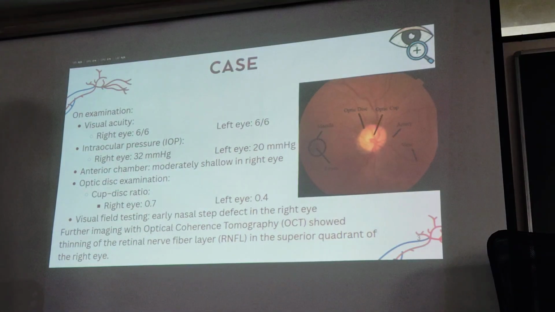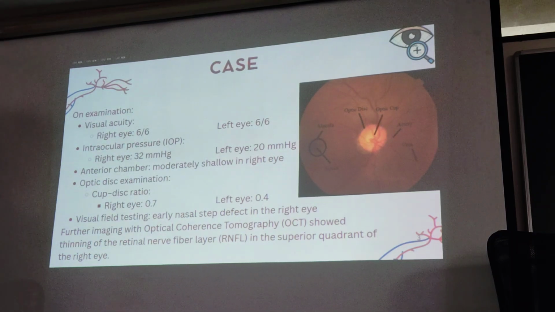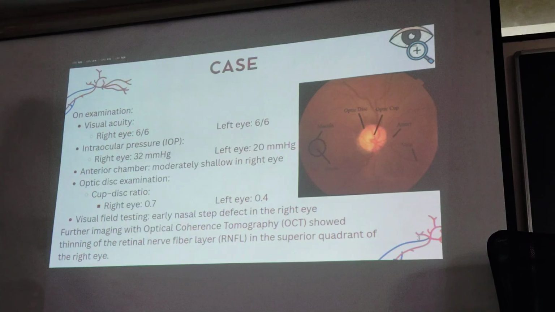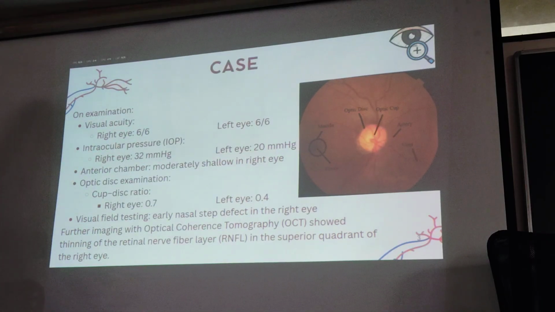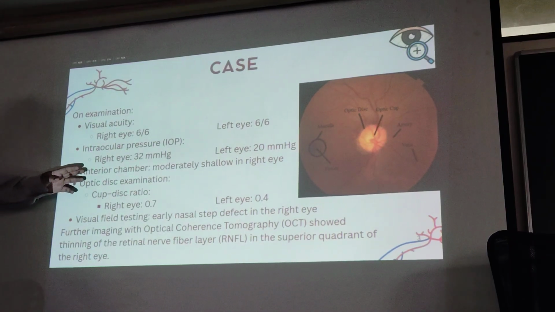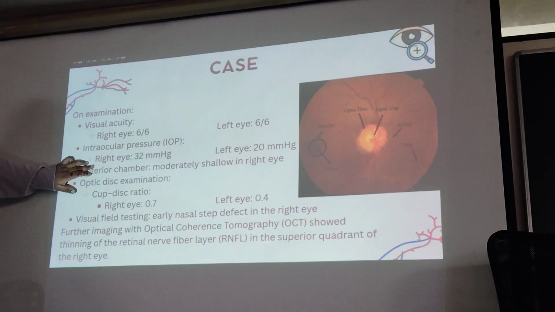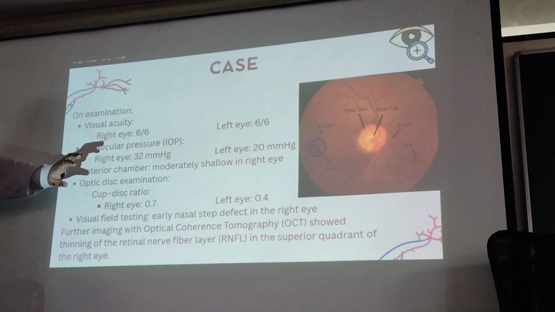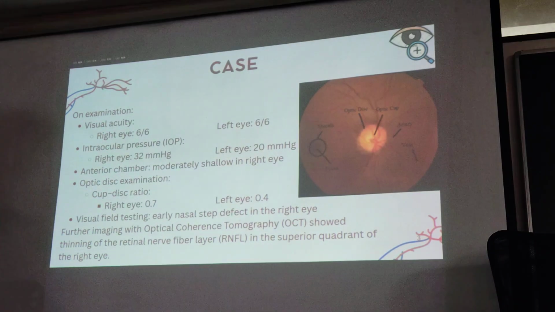Intraocular pressure, right eye 32 mmHg, left eye 22 mmHg. So the normal range of intraocular pressure, or the pressure created by the fluid inside the eye, is usually between 10 to 21 mmHg. So in a healthy individual, it is between 14 to 15 mmHg. So we can see that the right eye clearly has excess pressure, where the left eye is almost in the normal range. Anterior chamber moderately shallow in the right eye.